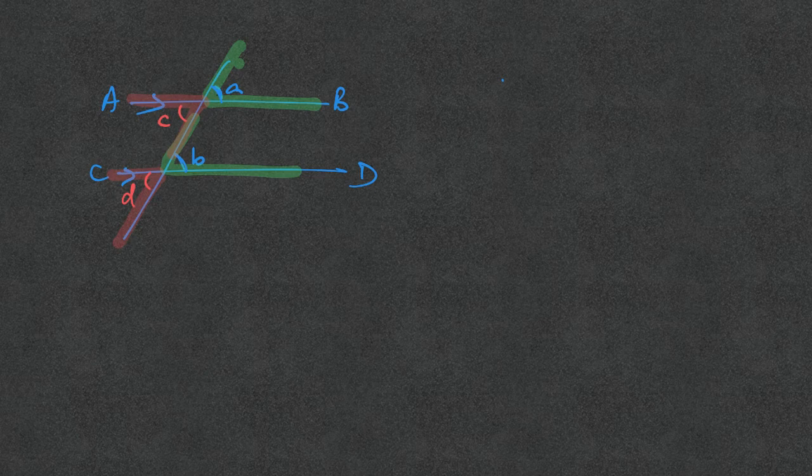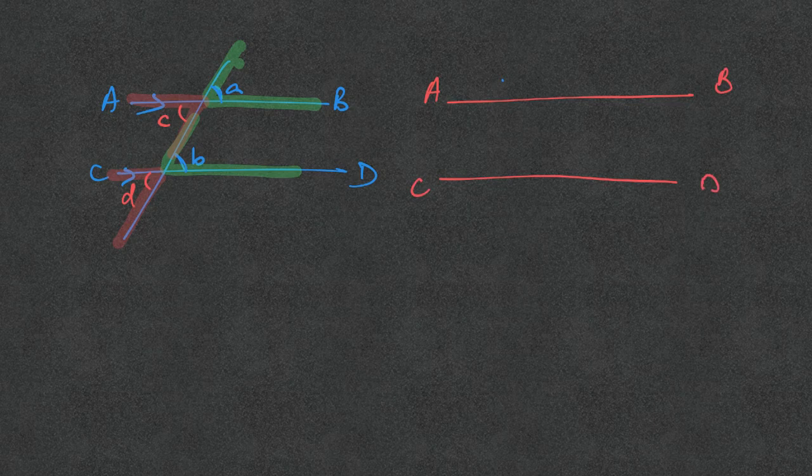So it explains very briefly why C and D are equal to each other. Next, we come to the case of alternate angles. We also have lines AB and CD, which are parallel, and we have a transversal over there.